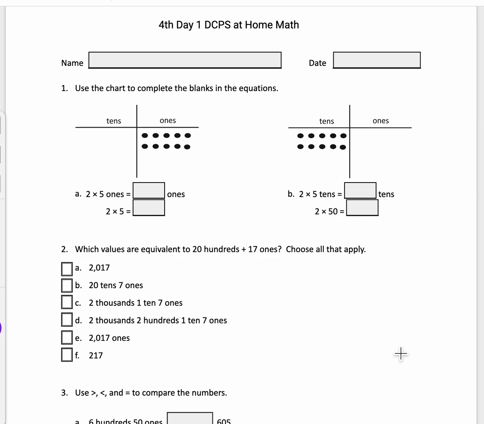So starting with number 1, for your math, we're doing a review. We're going back, okay? We're looking at a multiplication problem here, and the multiplication is using this place value chart strategy, and then it's using unit form and then standard form as the answer, okay? So essentially, what this is showing you is that 2 is identified by multiplying it by 5 ones.